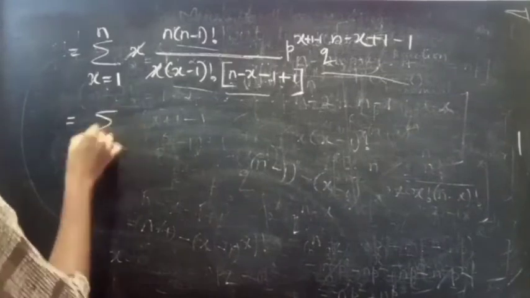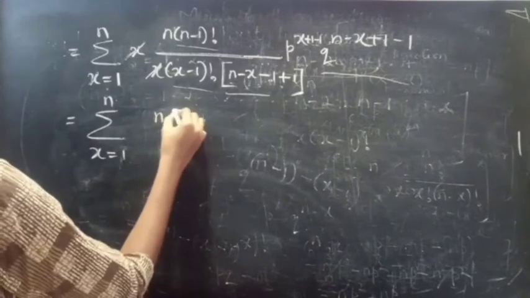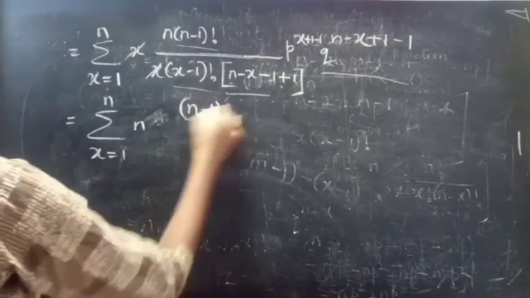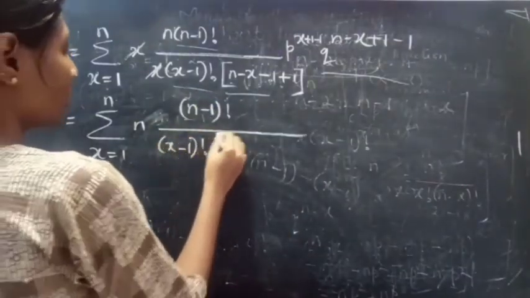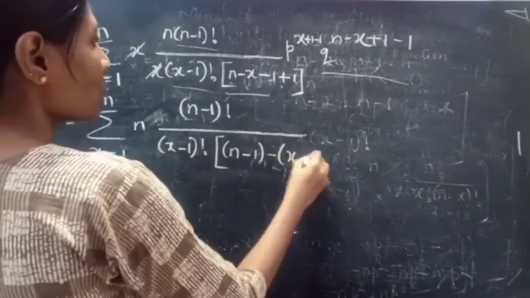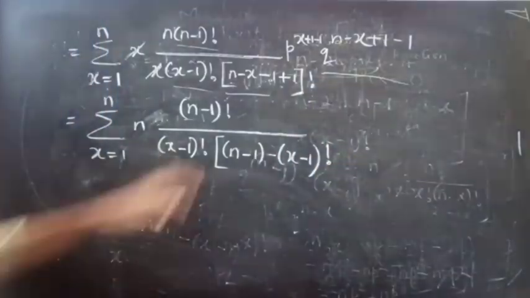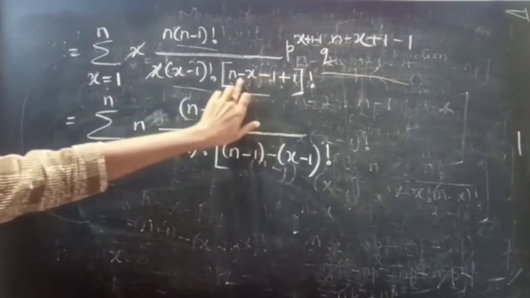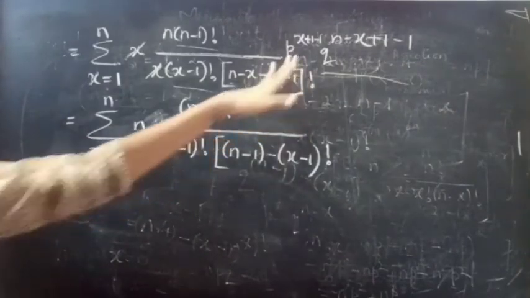So this equals summation x equals 1 to n, x into n minus 1 factorial by x minus 1 factorial into n minus 1 minus of x minus 1 factorial. Okay, we have changed something here. In this step, we have changed n minus x factorial as n minus 1 minus of x minus 1 plus 1. Simply, we have added minus 1 and plus 1.